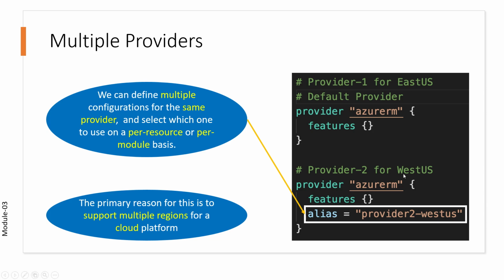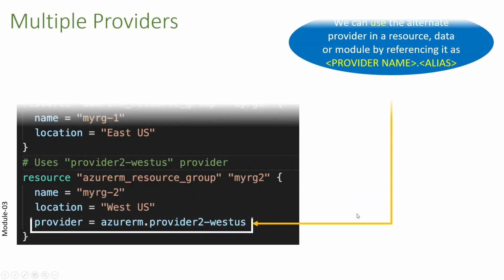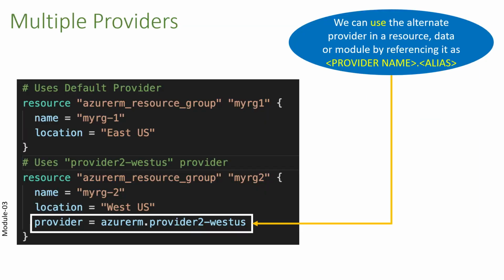In our case, for resource group 2, I want to create it in West US. That is why, under the provider blocks in your Terraform, you set the alias, the name of the alias, so provider 2. Once you set this in a provider block, we can use the alternate provider in a resource, data source, or module by referencing it as provider name dot alias.